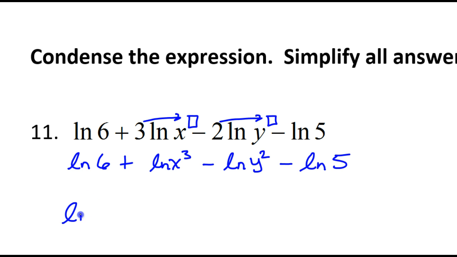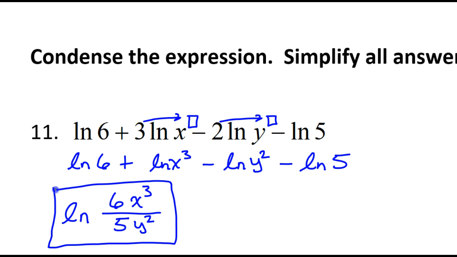So I'm going to have, and just instead of log, I'm going to have natural log. So I know I'm going to have a fraction. Now, anything positive goes in the numerator. So this is positive, so the 6 goes up here. This is positive, so my x to the third power also goes up here. This is negative, so my y squared is going to go down here. This is also negative, so my 5 is going to go down here. And traditionally, we put the numbers in front of variables, so I did that as well. So that would be my final answer for number 11.